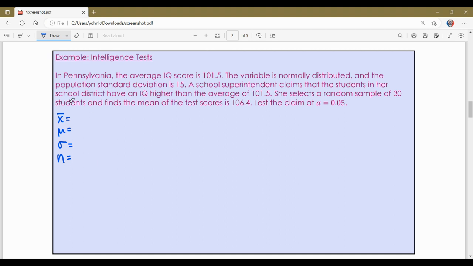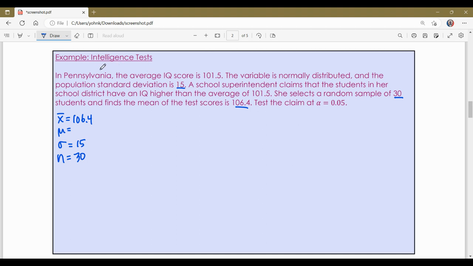X bar is our sample mean, so we have a random sample of 30 students. There's our n. And the mean of those test scores was 106.4. That's our X bar. We have a population standard deviation of 15. That's our sigma.